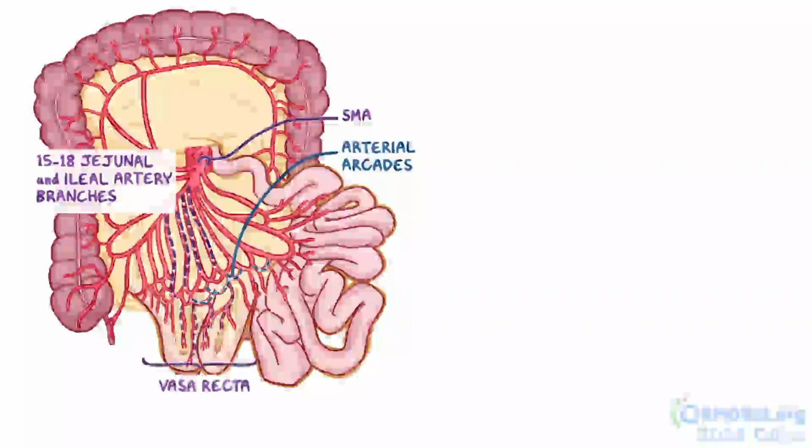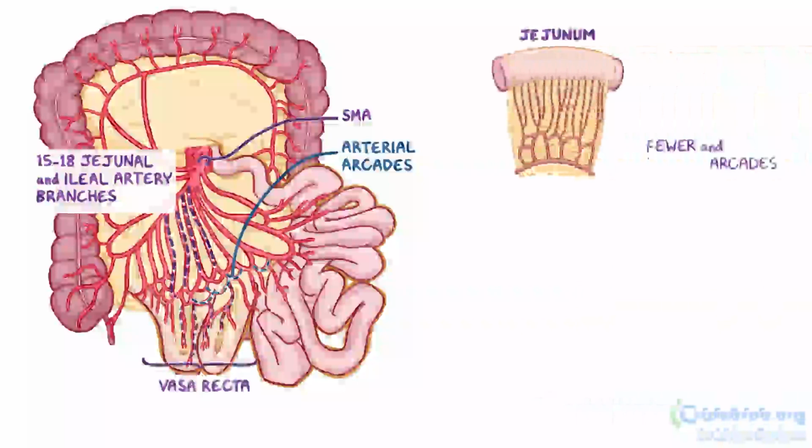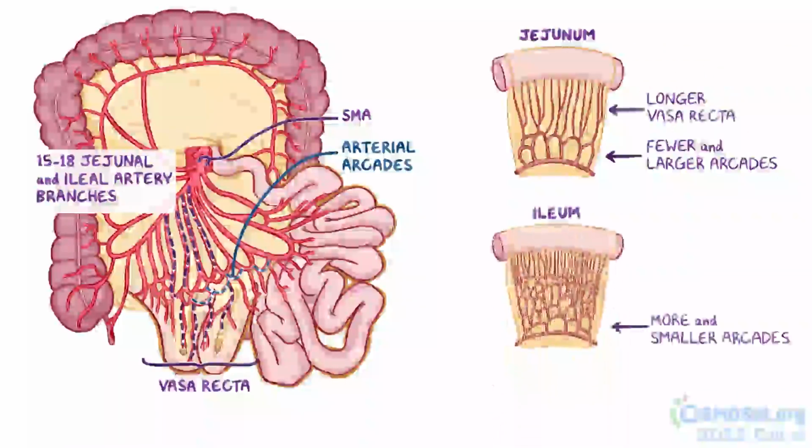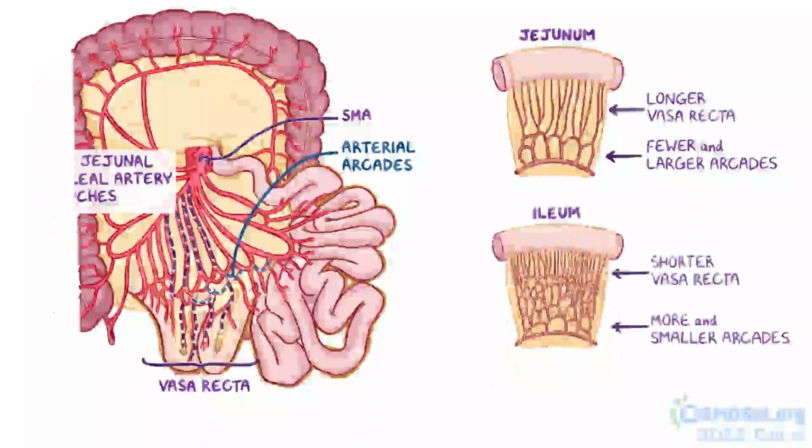And here's where the difference between the jejunum and ileum comes in. The jejunum has fewer arcades with larger loops and longer vasa recta, while the ileum has more arcades with shorter loops and shorter vasa recta.